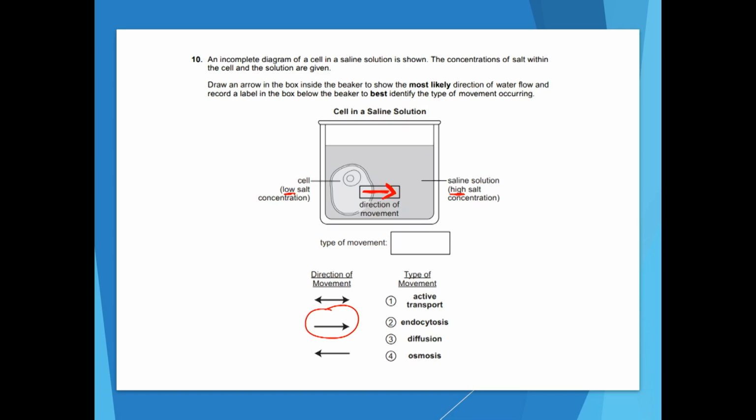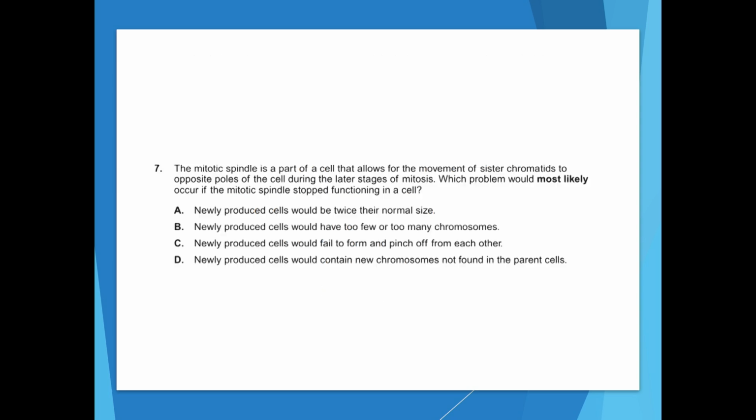Okay, and what's the best? So down here, what type of movement is this? Well, it's going to be osmosis, and I was just rereading the question. It says, show the most likely direction of water flow. Well, it tells us that water is flowing. The only one of these that has to do with water moving is osmosis. If water moves, it's osmosis. And so that's how we got number 4 there. Great, let's keep this going.